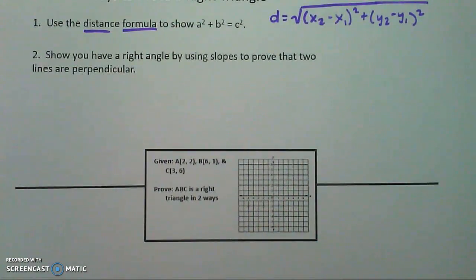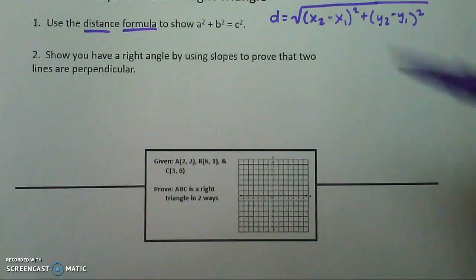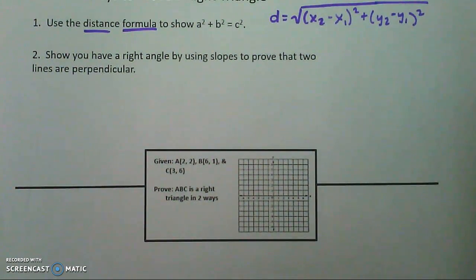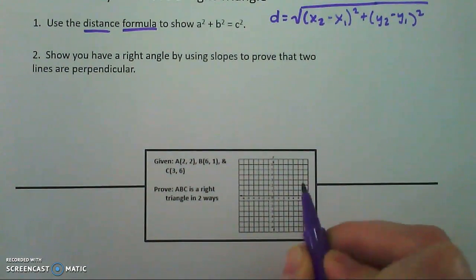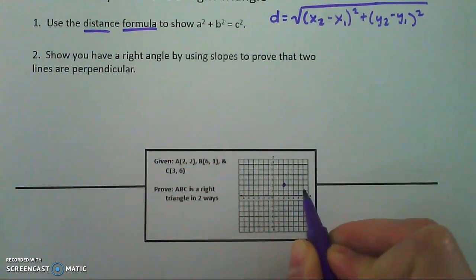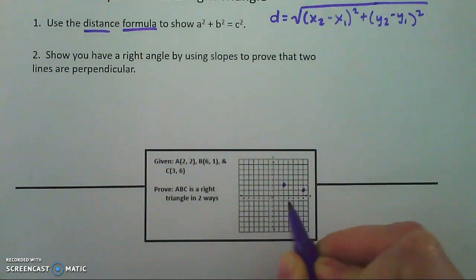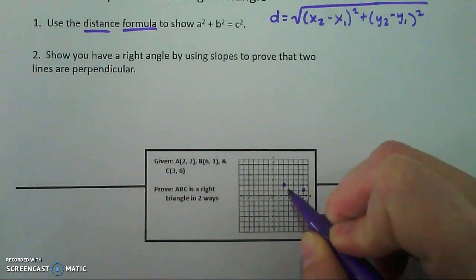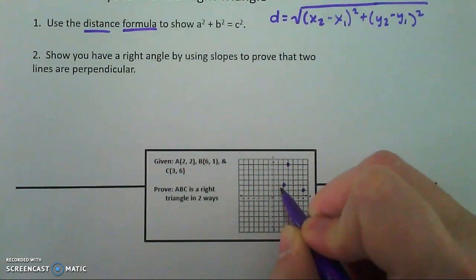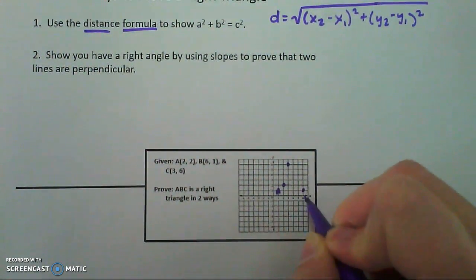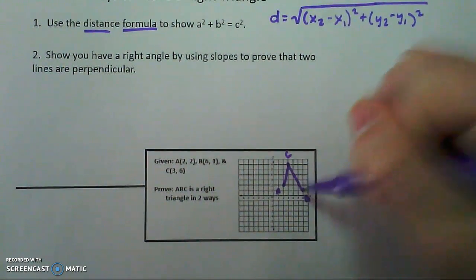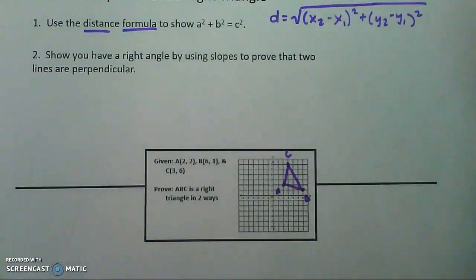coordinate plane. So what we'll do first is, because I do have the coordinates and a graph, I'm going to go ahead and graph triangle ABC. So A is located at (2, 2), B is located at (6, 1), C is at (3, 6). Make sure you label. So this was our A, B, C. Go ahead and connect them. So we'll do that first.